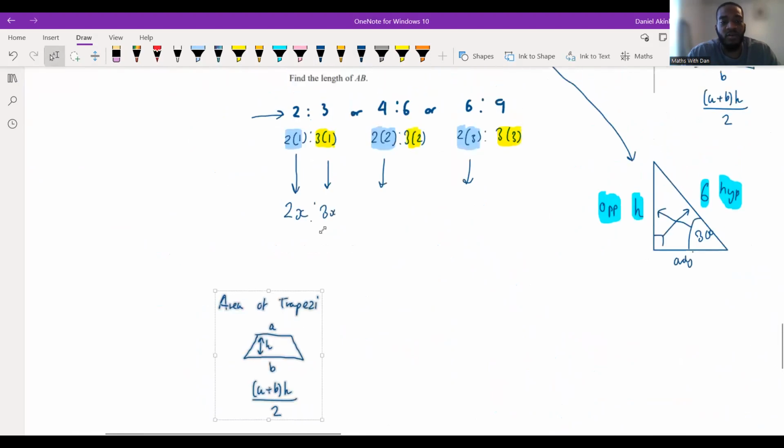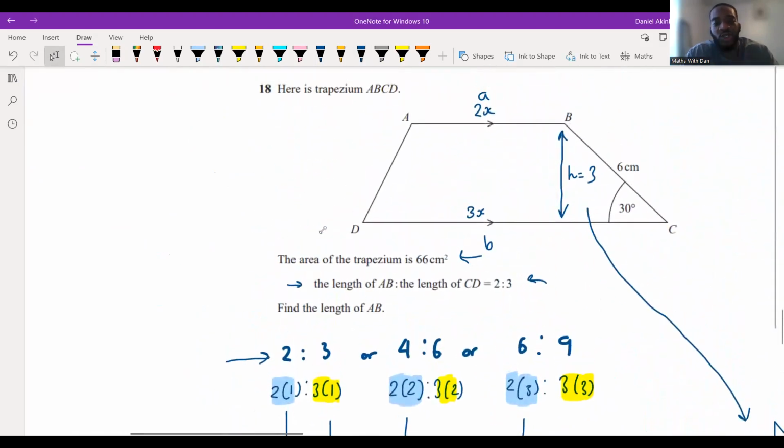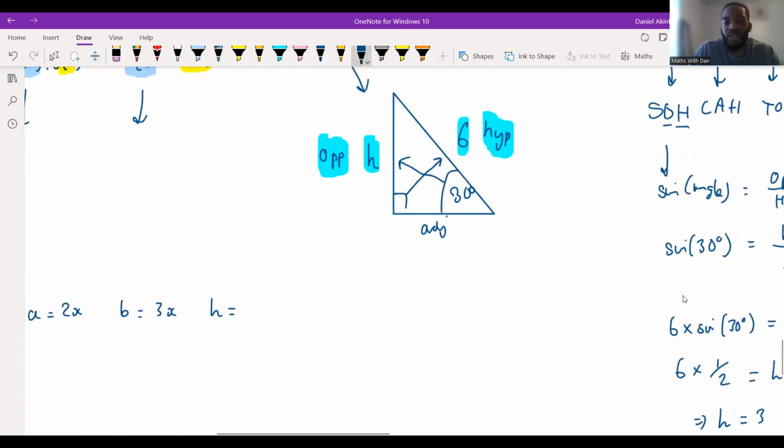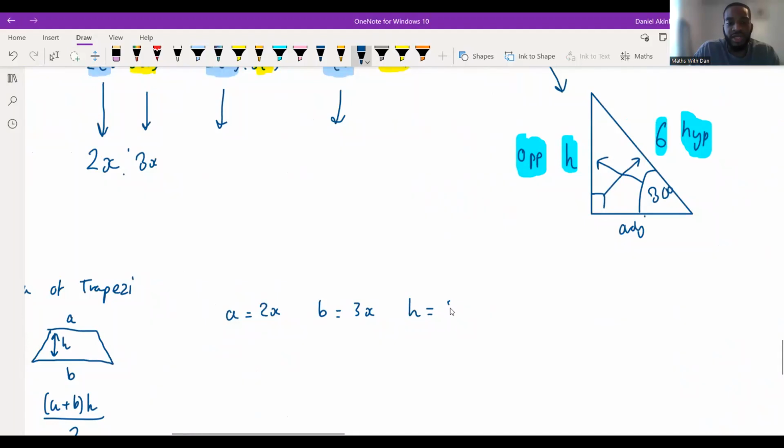So we have this here. And then remember, we can see clearly that A is 2x and B is 3x. So I'm going to say, for example, A is equal to 2x, B is equal to 3x, and our H, the perpendicular height, is the value that we found here, which was 3, wasn't it? Yeah. So we've got this here.